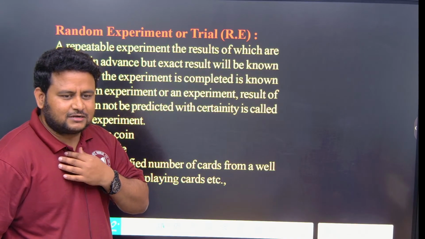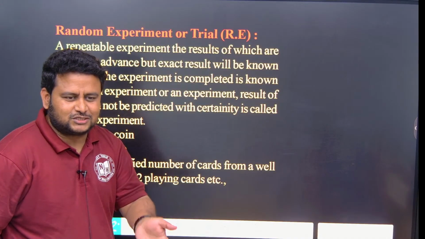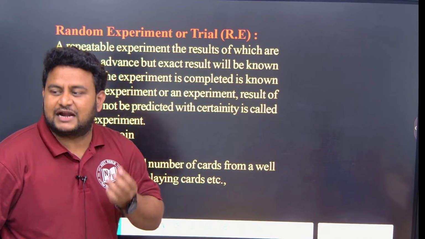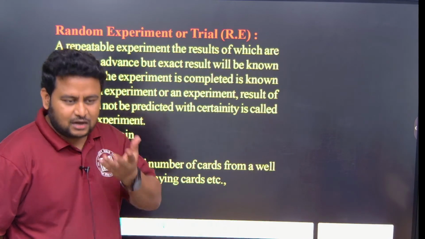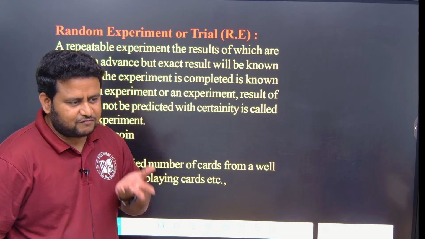But suppose we are all not there. That time, whether you go to hostel, whether you go to room, that we don't know. That is not a predictable outcome. That is called random experiment. An experiment where we don't know the result is called a random experiment. That is the meaning of random experiment.